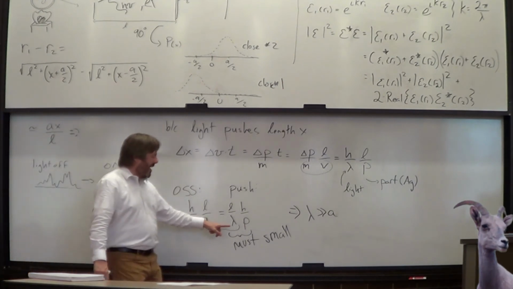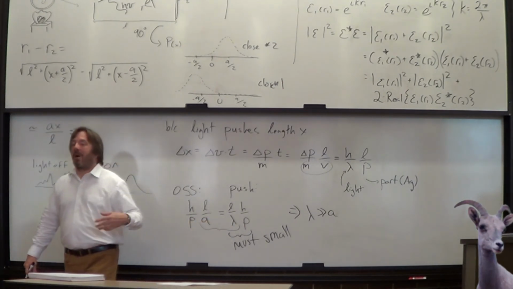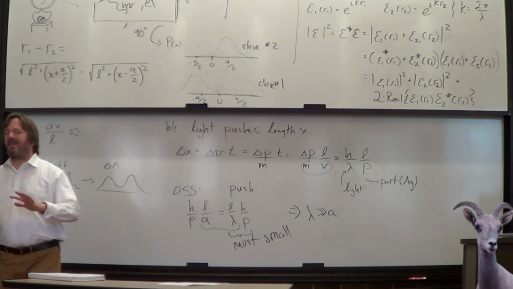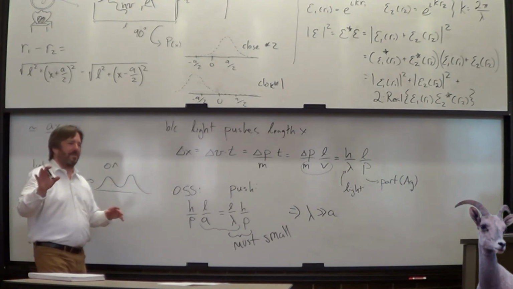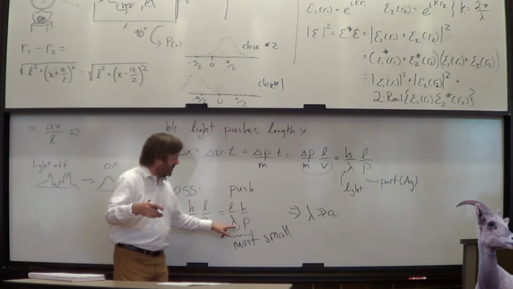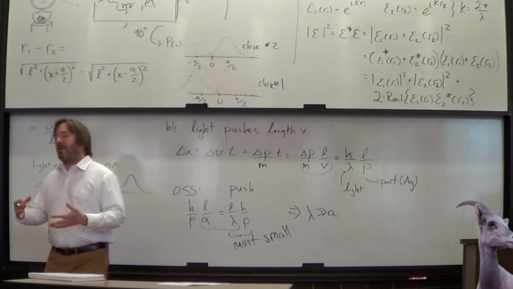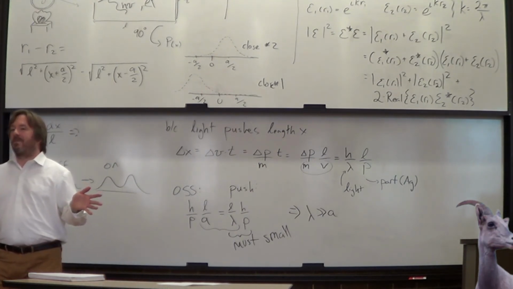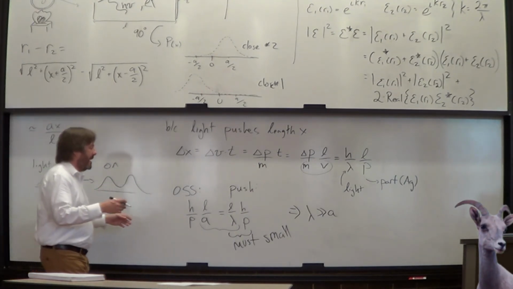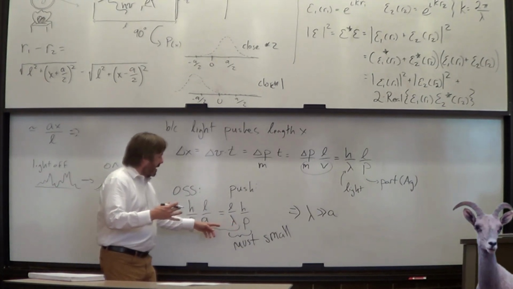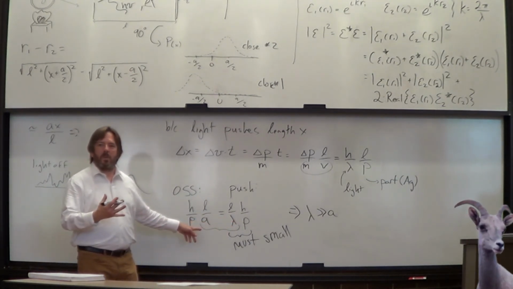You cannot observe something smaller than the wavelength of light. Sometimes you can kind of play games with that, but if the wavelength of light is bigger than the slits, you can't tell which slit it comes out of. And if the wavelength of light is bigger, it won't push it around so much, but you don't know which way it came out of.